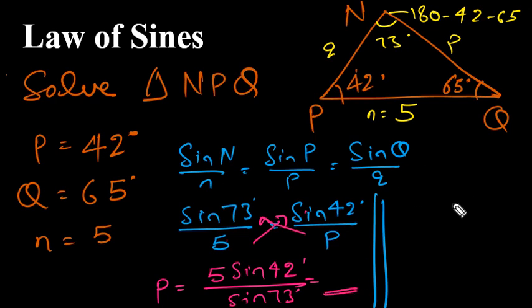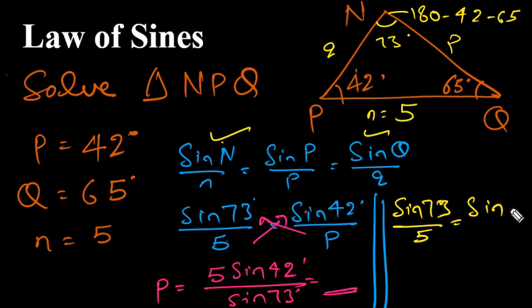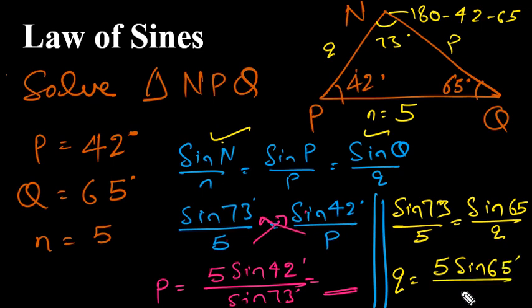Now second, we will solve using these two, this and this. So again, sine 73 over 5 is equal to sine q, which is 65, over small q. In this case, small q is equal to 5 sine 65 degrees divided by sine 73 degrees. Solve this and you will get your small q.